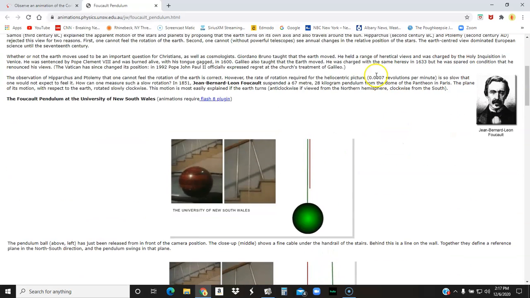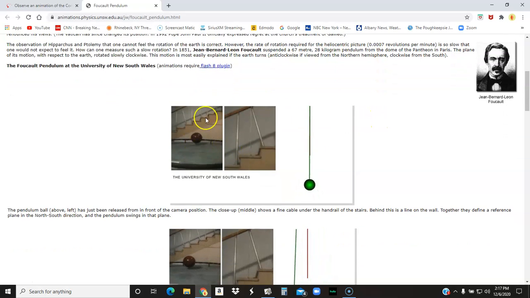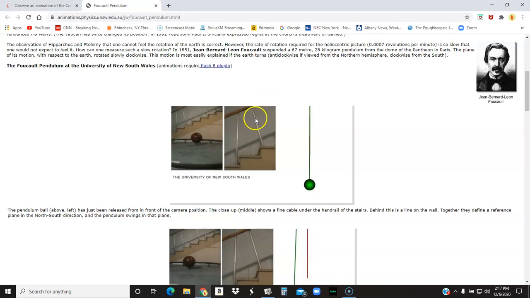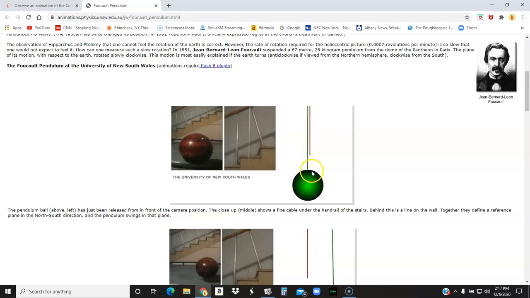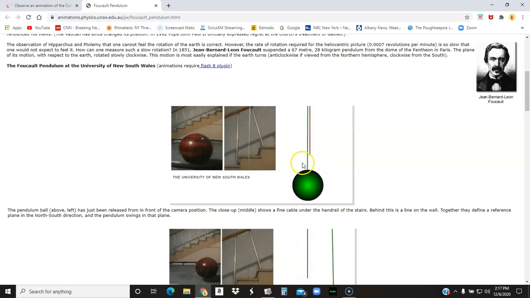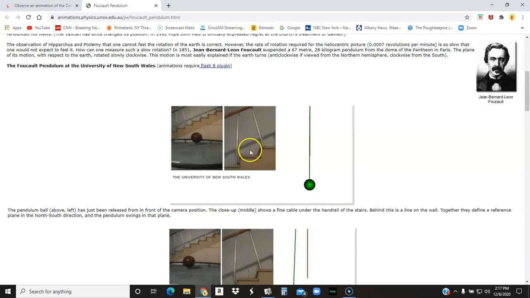All right, so what you're looking at here now, this is in New South Wales, which is in the southern hemisphere. You're down in Australia. And so what you're seeing here is a pendulum coming at you in this left picture. So they set up a camera. The pendulum's coming at you. And back here is a set of stairs and there's a wire. You can see the wire attached to the pendulum. So over here is the animation that matches the actual live camera. And so this green line is the wire attached to the pendulum. That red line is just a line in the back there on the stairs as a reference line.